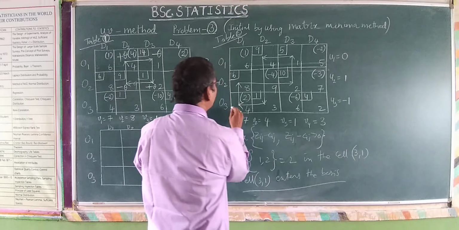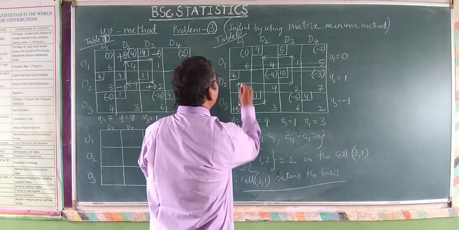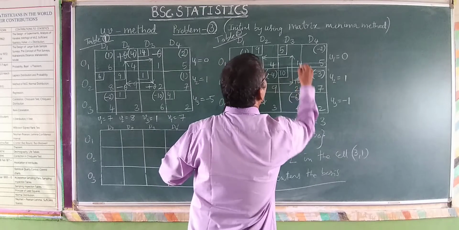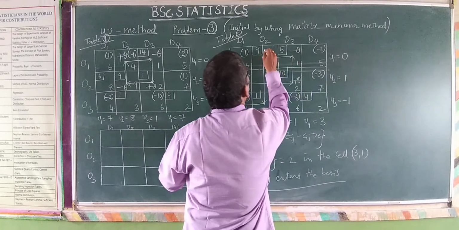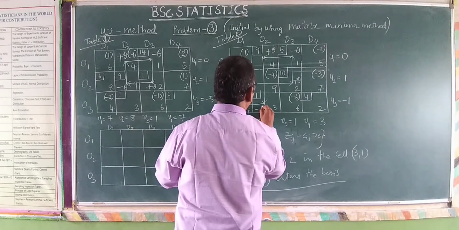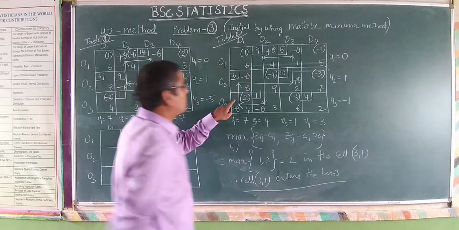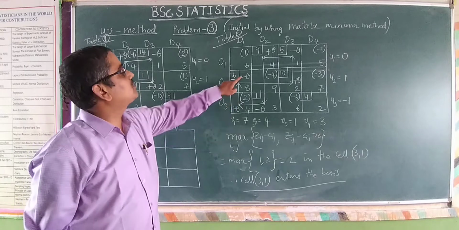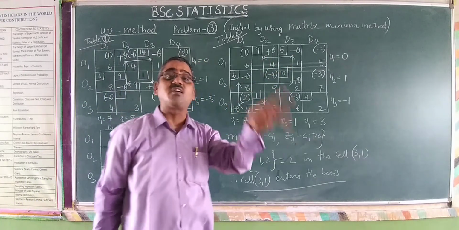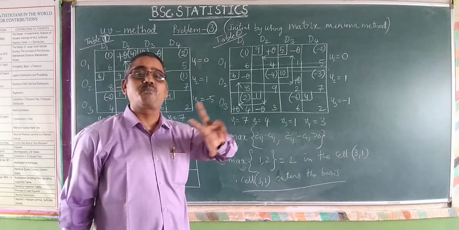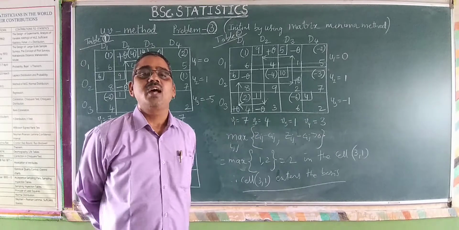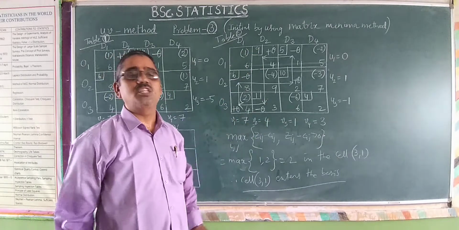So you start here with plus theta, allocate minus theta here, and go in one direction: plus theta, minus theta, plus theta, minus theta. And you see here this is again plus theta. Plus, minus, plus, minus alternately to all the cells of the loop, assign positive and negative signs, and then allocate theta. This is what we have to do.